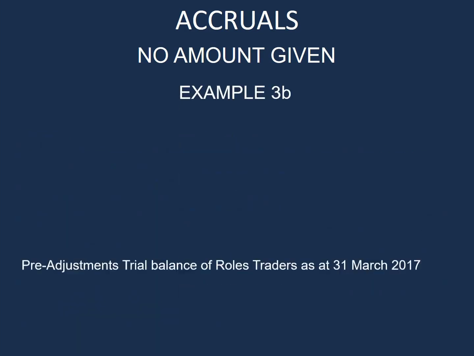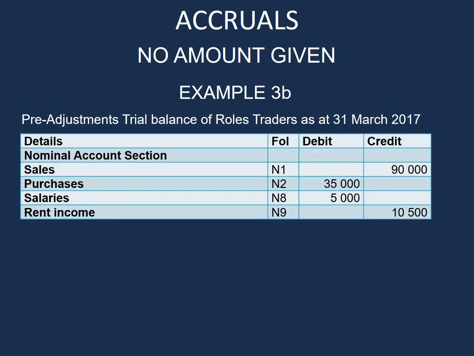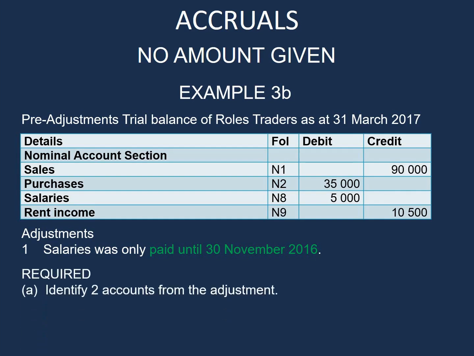In example 3b, we again have a post-adjustment trial balance for Rolls Traders as at 31 March 2017. The adjustment is as follows: salaries was only paid until 30 November 2016. What's required is to identify the two accounts from the adjustment. Well, the one account is salaries, and now we need to look for keywords. Here we can see that it's paid up until 30 November 2016 and the year ending is 31 March 2017. So in this case it is an accrued expense.